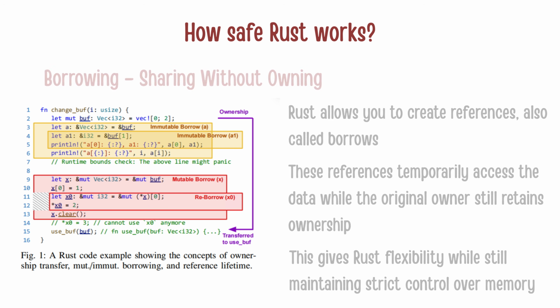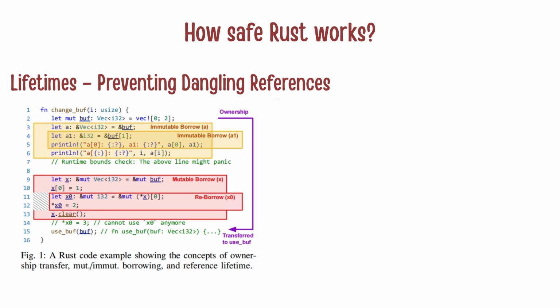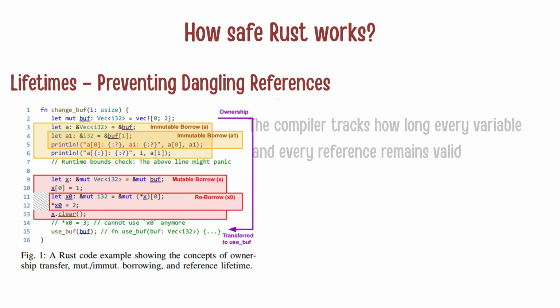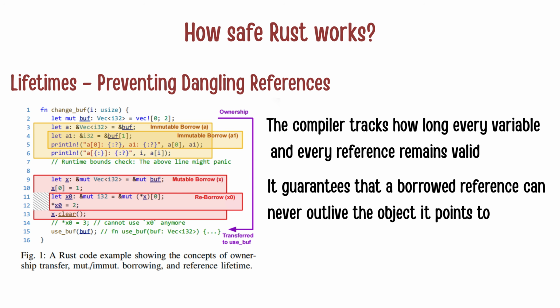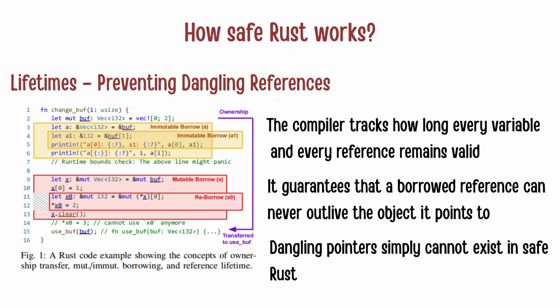Now, imagine borrowing an object after it has already been destroyed. That's exactly how use-after-free bugs happen in C. Rust solves this using lifetimes. The compiler tracks how long every variable and every reference remains valid. It guarantees that a borrowed reference can never outlive the object it points to. As a result, dangling pointers simply cannot exist in safe Rust.